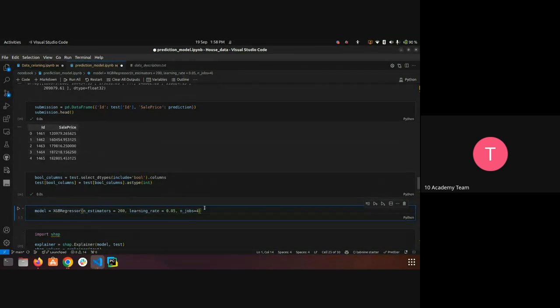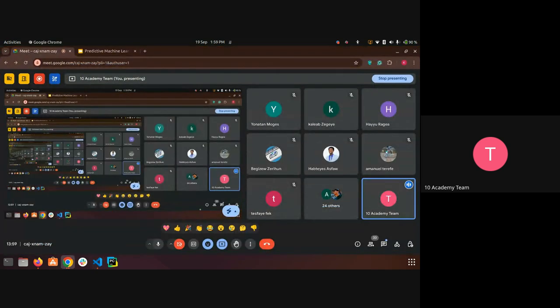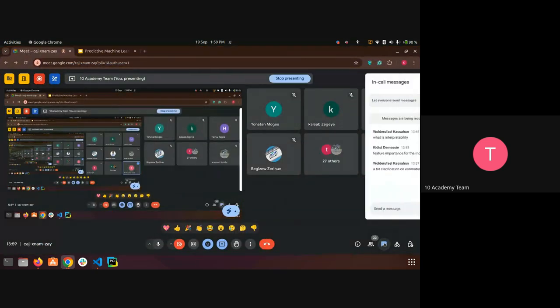So the number of jobs, how many times do you want it to do the job? The higher the number of jobs, the more computational power you need, and the more time you need. The learning rate is more of a deep learning terminology, but it's just the rate of how fast the model learns, and the number of estimators is just the points. So you would see them in the parameter fine-tuning part. But basically, for an introduction, that's what it means.